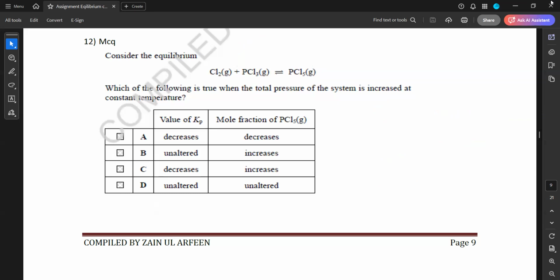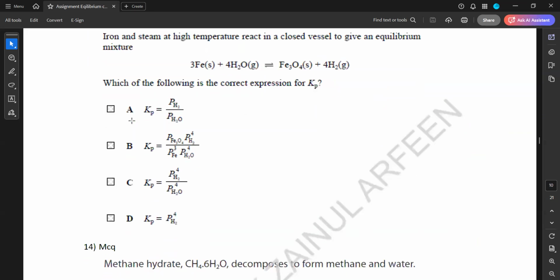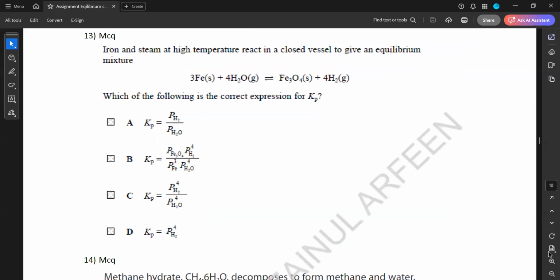The next question. What will be the correct expression for Kp? Remember, it's a heterogeneous equilibrium. So we don't include solid or liquid. We include only gaseous and aqueous in a heterogeneous equilibrium. And it is a Kp, so when it's a Kp, you just include the gases.